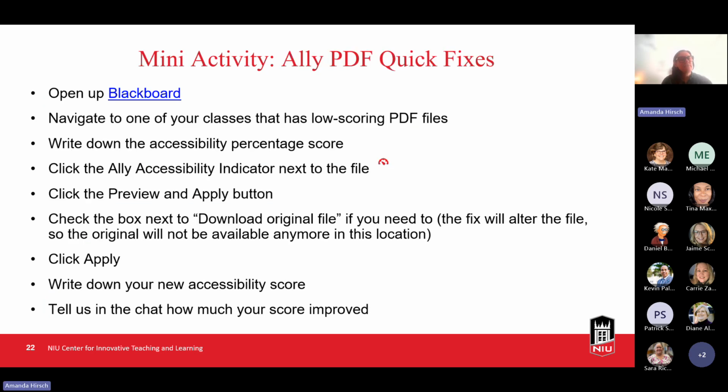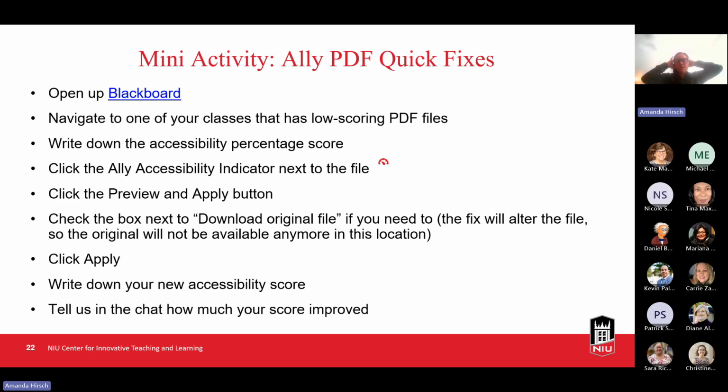So we have a few minutes. So if you want to, you can open up Blackboard and do an Ally PDF quick fix. So go to one of your classes that has a low scoring PDF file, or find a low scoring PDF file that you've uploaded to Blackboard somewhere. It could be in an organization as well. Write down what your accessibility percentage score is, which you'll find when you click the accessibility indicator next to the file.